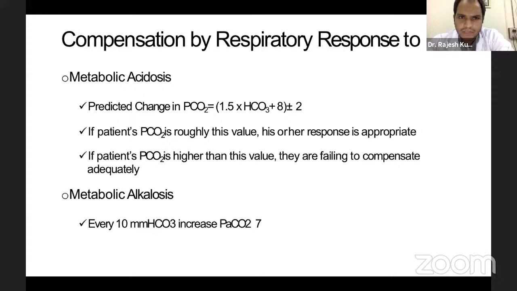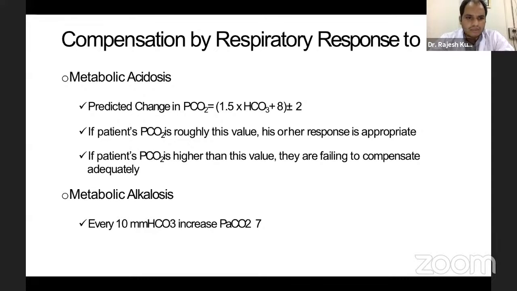Now, these are a few examples of how you will calculate acute or chronic, and you have to memorize it. Compensation by respiratory response: if your patient's primary pathology is metabolic acidosis, then compensation will be respiratory. So how will you predict what the change in PCO2 will be? This is a simple formula: 1.5 times bicarb plus 8, plus or minus 2. If the patient's PCO2 is roughly this value, the response is appropriate. And if the patient's PCO2 is higher than this value, then they are failing to compensate adequately.